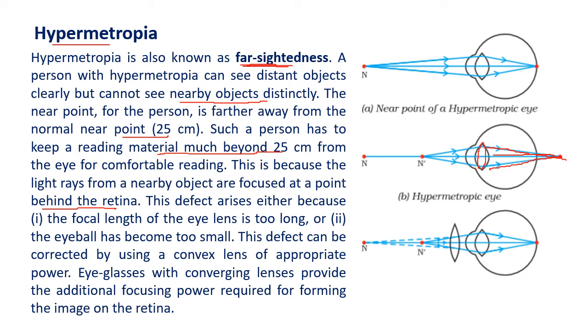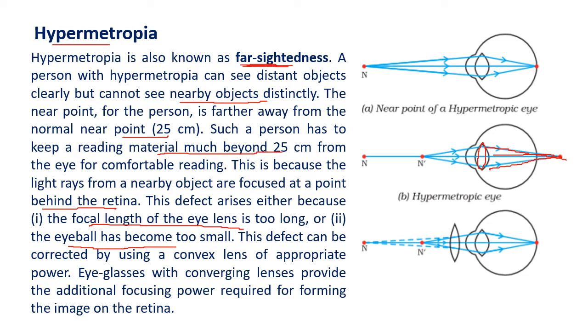Now why does this defect arise? The focal length of the eye lens is too long. So when is the focal length long? When the eye lens is thinner, the focal length is long, or the eyeball has become too small. Okay, there are two reasons why hypermetropia can occur.